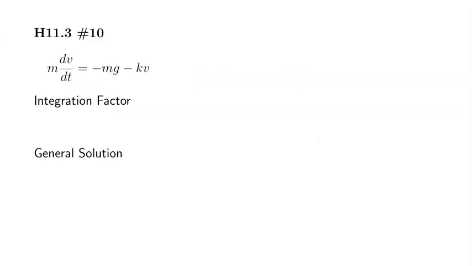Right, so we have this differential equation, and the first thing I would do is divide through by m, which will give us something like this. Alright, so we got that. And then I'm going to move this negative k over m v over to the other side. So we'll get something like this.